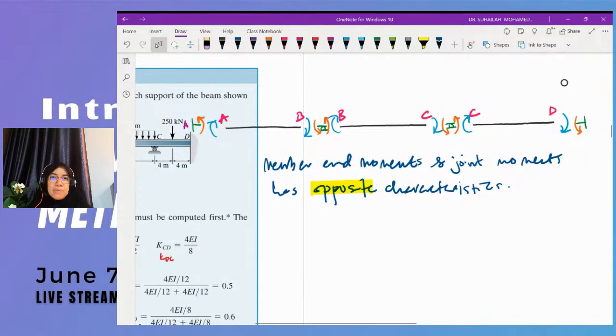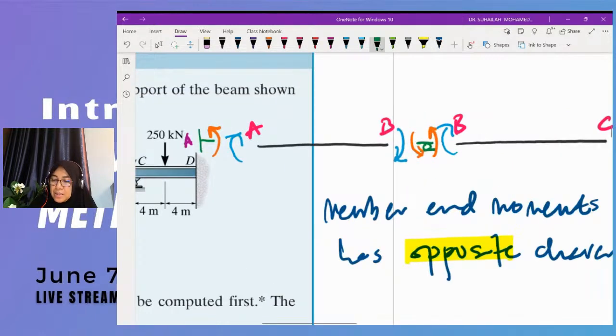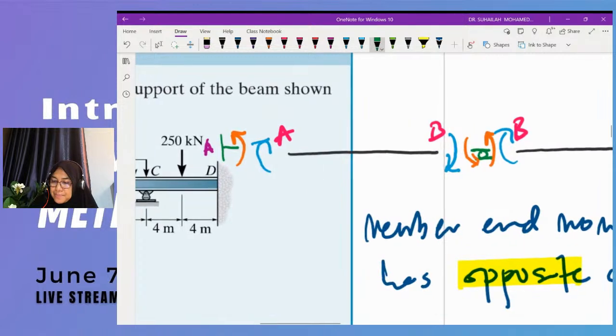Okay, we have to get from this. So for member AB, we will have MAB and MBA. The moment at A for member AB is MAB. The moment at B for member AB is MBA.